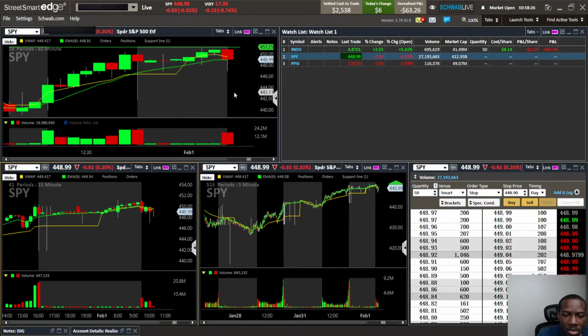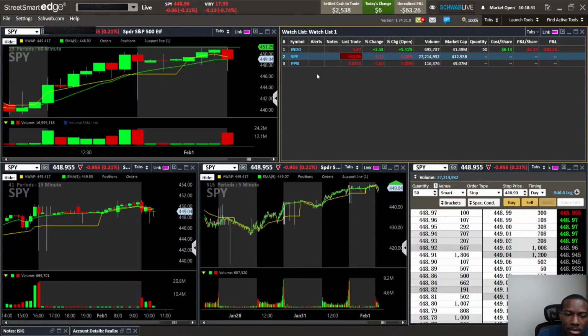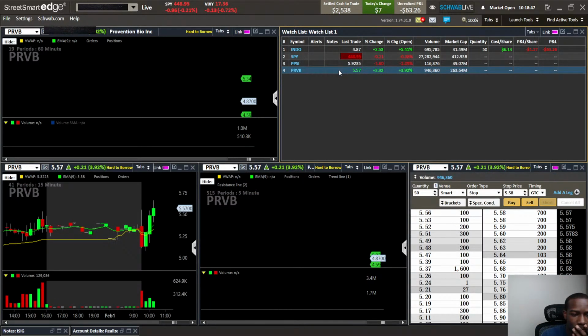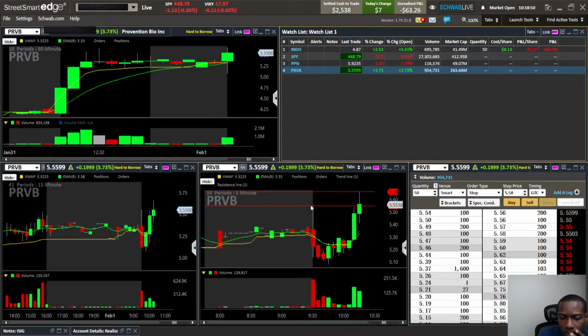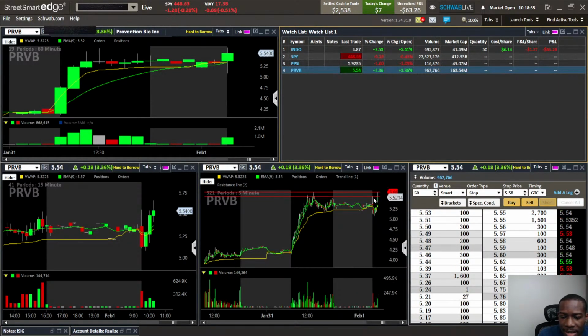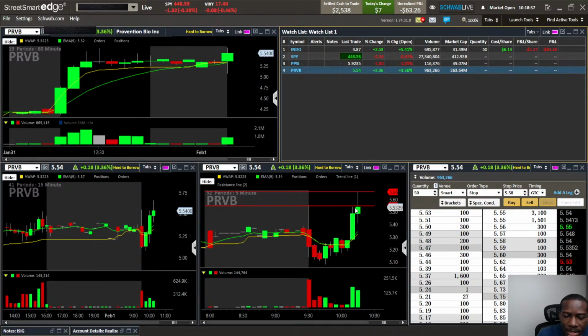The spot looks like it wants to break 450 so bad. It's ridiculous. Let's see, PRVB was one that was called out. So it did get up into that range between the high of yesterday and the high of today. Got up and that was about a 10-cent gain in that little gap.